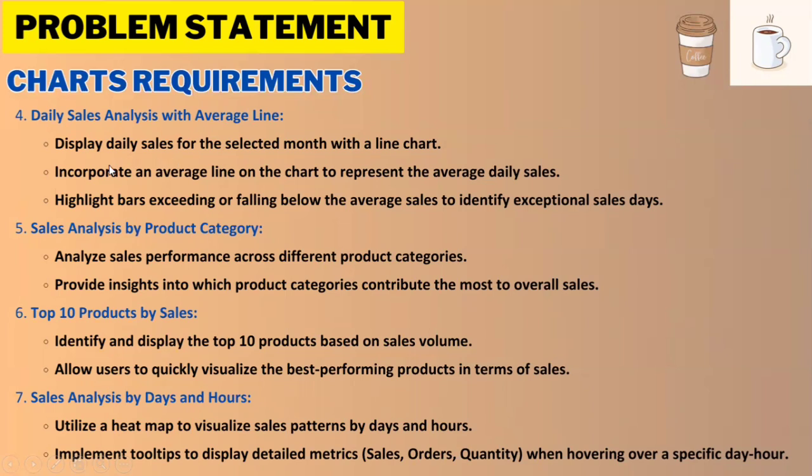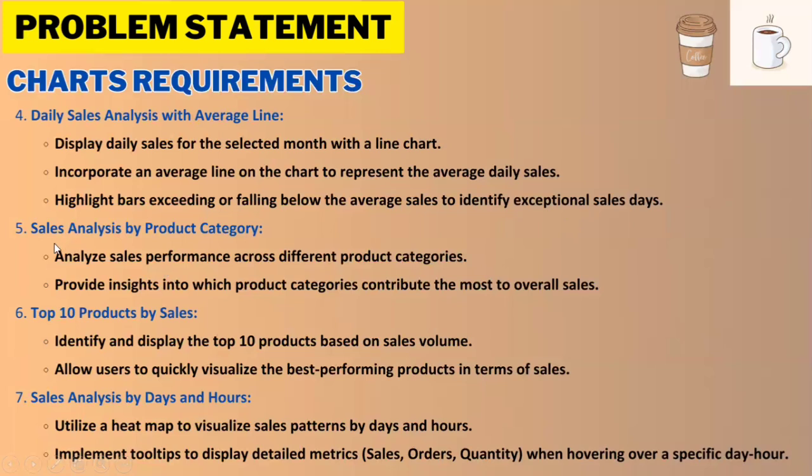We're going to use an average line to showcase how the sales per day is performing compared to the line of average, and incorporating the average line in the chart to represent the average daily sales, highlighting bars exceeding and falling below the average sales to identify the exceptional sales days.